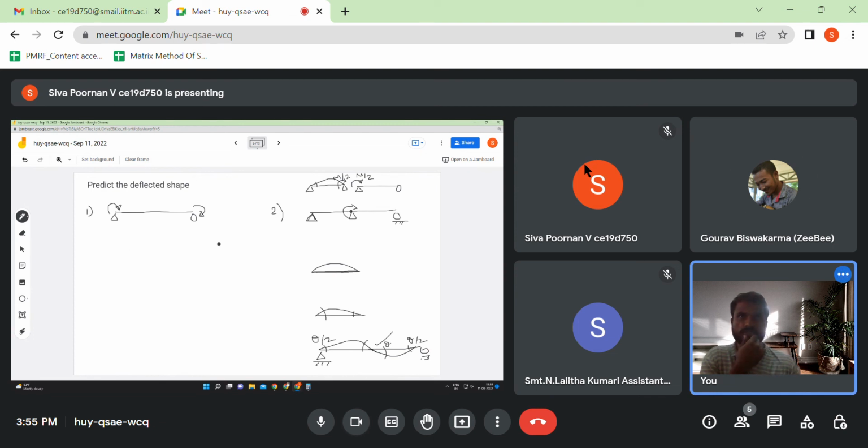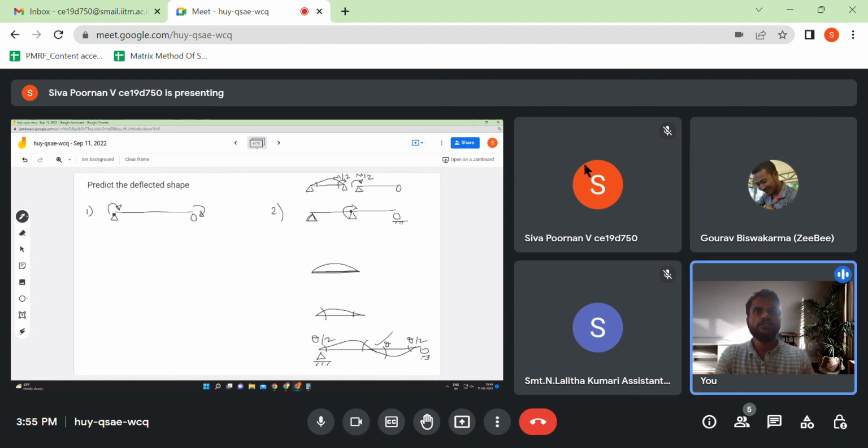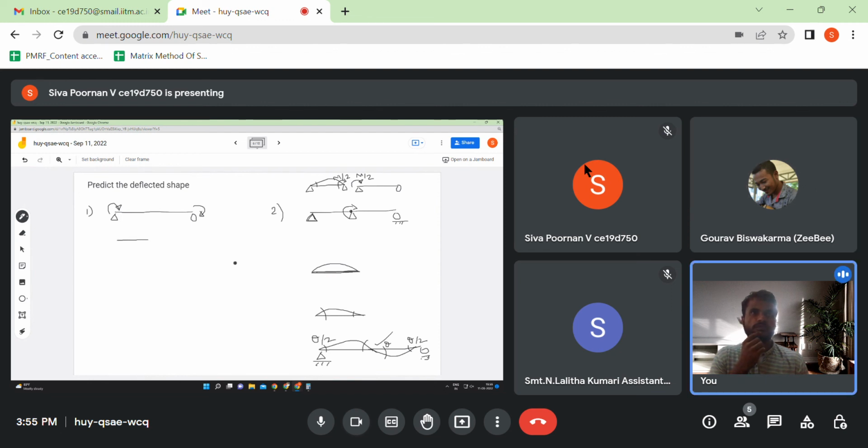What about the first one? We know that the rotation here should be downward. We know that the rotation here should be upward. From symmetry, we can guess that here also it will be something like this only, right? Again, the question comes: where should the rotation be higher, and where should it be lower? Should it be like the first, second, or the third one?